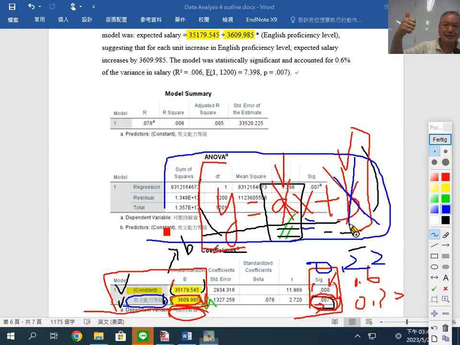Okay? So basically, there are three scenarios we might have. That is, first, we can use the simple linear regression to create an equation, provided that both significance levels are less than 5%.